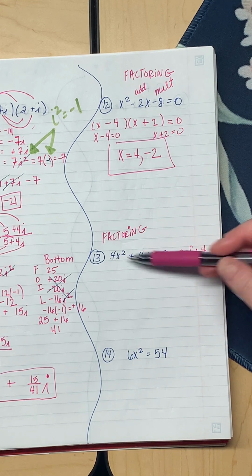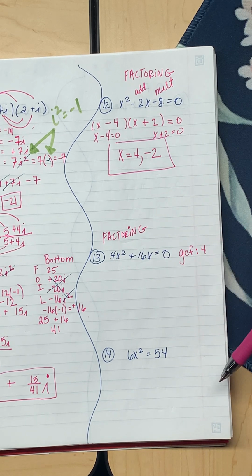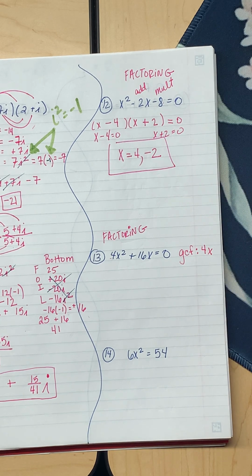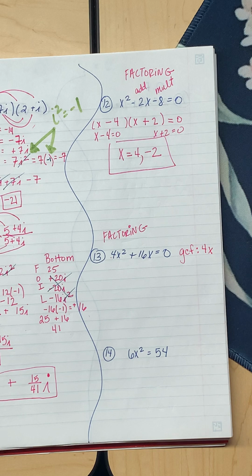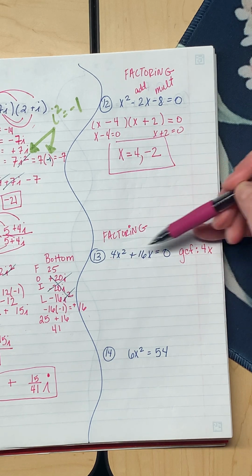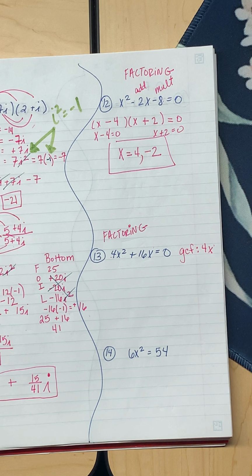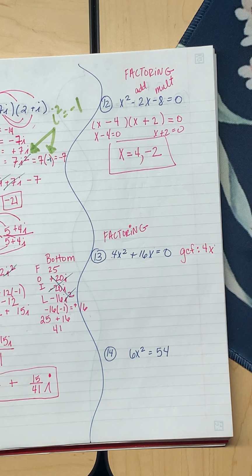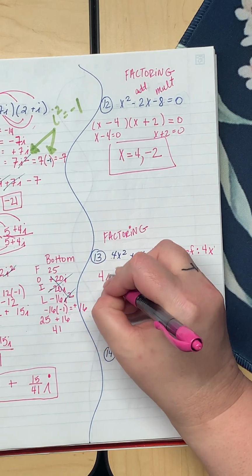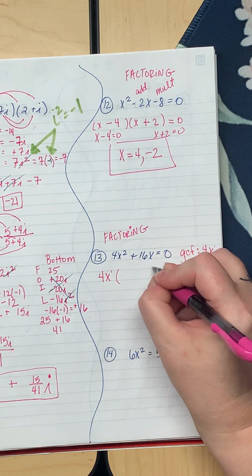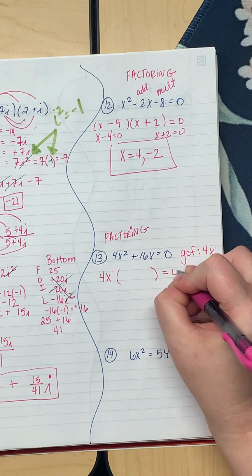Now there's a letter on both of these terms before the equals, so I'm going to write a letter down, x. And I'm going to use the smallest exponent. The smallest exponent is not 2, it's 1. So my GCF is 4x to the 1. Now I'm going to write that 4x to the 1, open parentheses, something, equals 0.